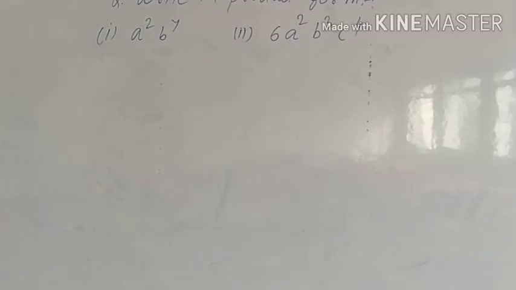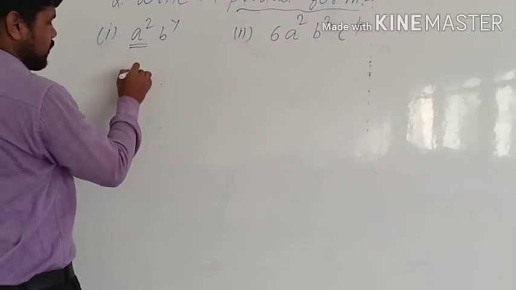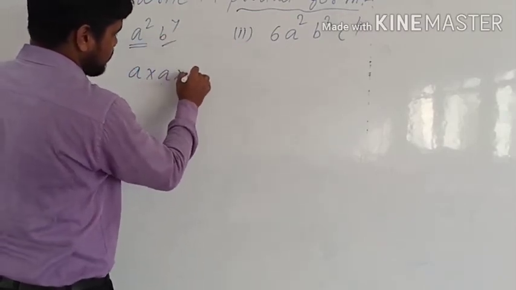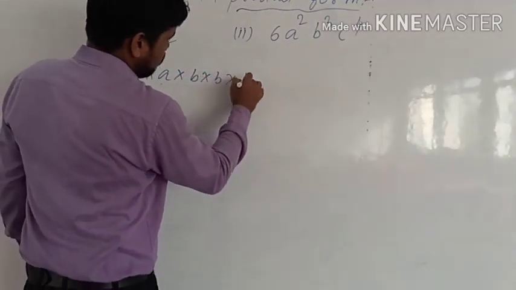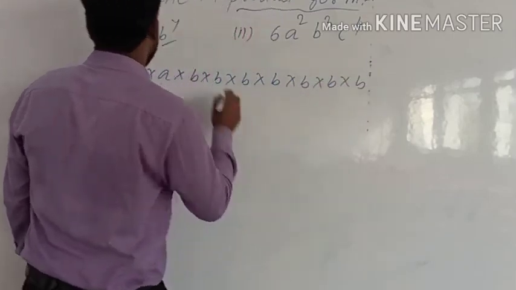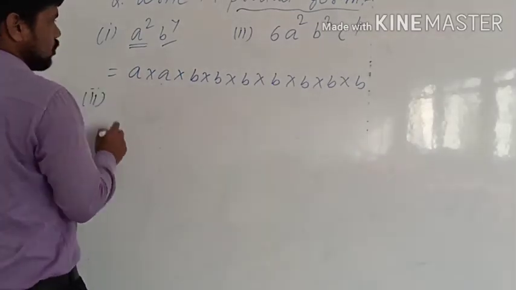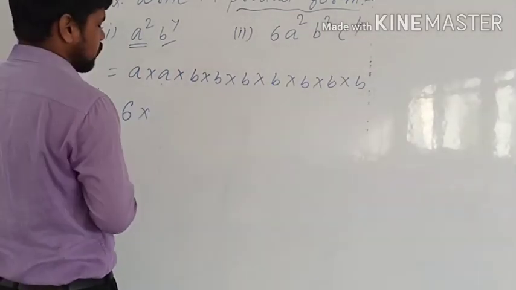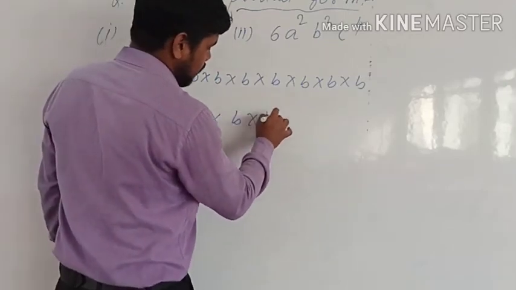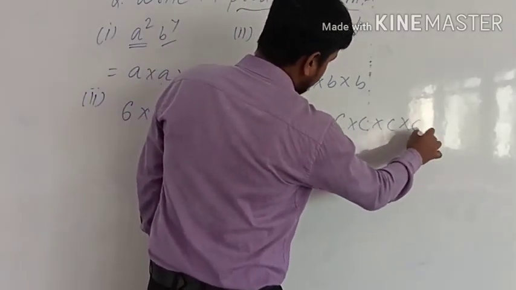See, this question is asking to write in product form. Product form means you have to expand this. So a square means a to the power 2 means a times a, and b to the power 7 means b is 7 times: 1, 2, 3, 4, 5, 6, 7. This will be the product form of question number 1. If you are talking about 2, 6 is there, so 6 will be multiplied, and a to the power 2 means a and a, then b to the power 3 means b three times, and c to the power 4 means c four times. So this will be the product form.